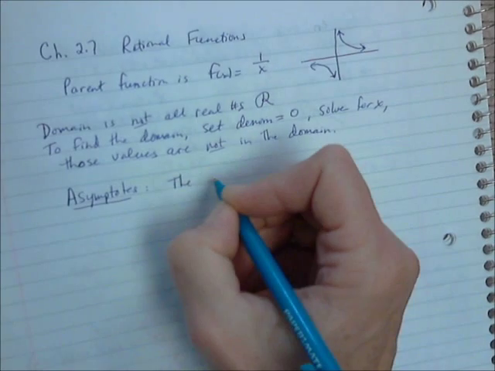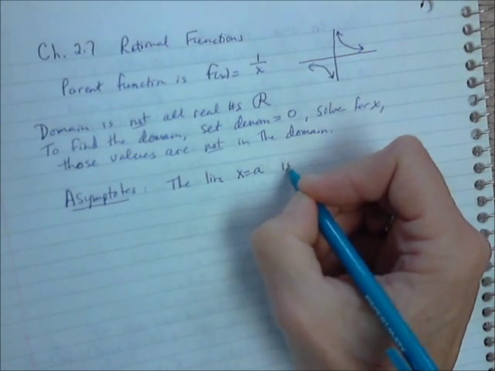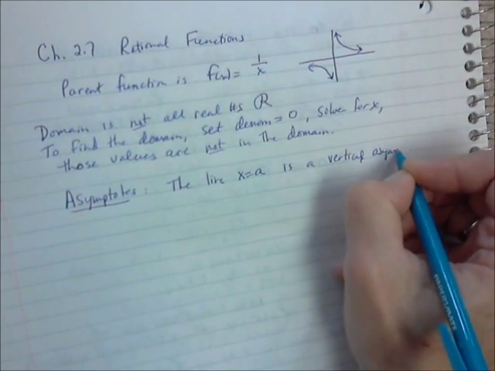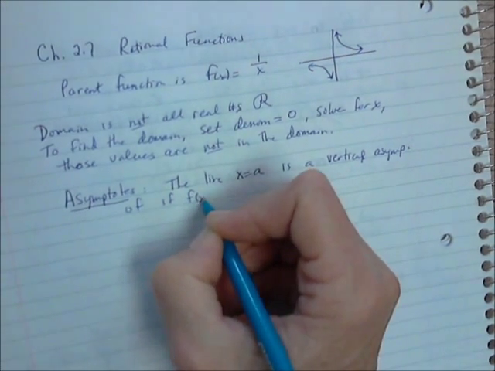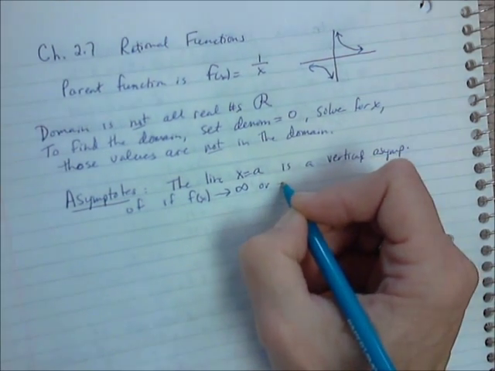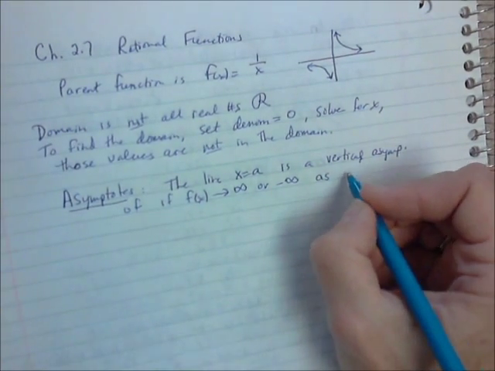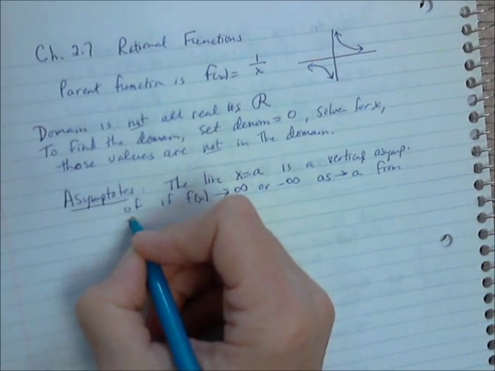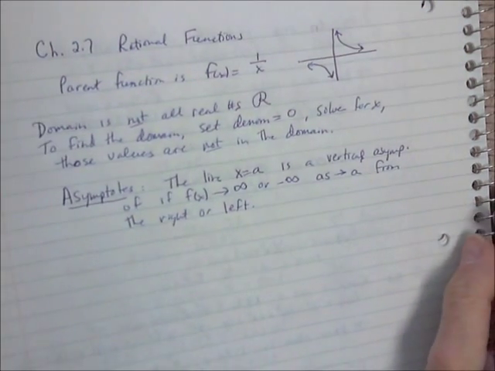Okay, the line x equals a is a vertical asymptote of f if the function f of x goes to infinity or negative infinity as x approaches, or x gets close to, the value of a, from the right or left. And what does all this mean?